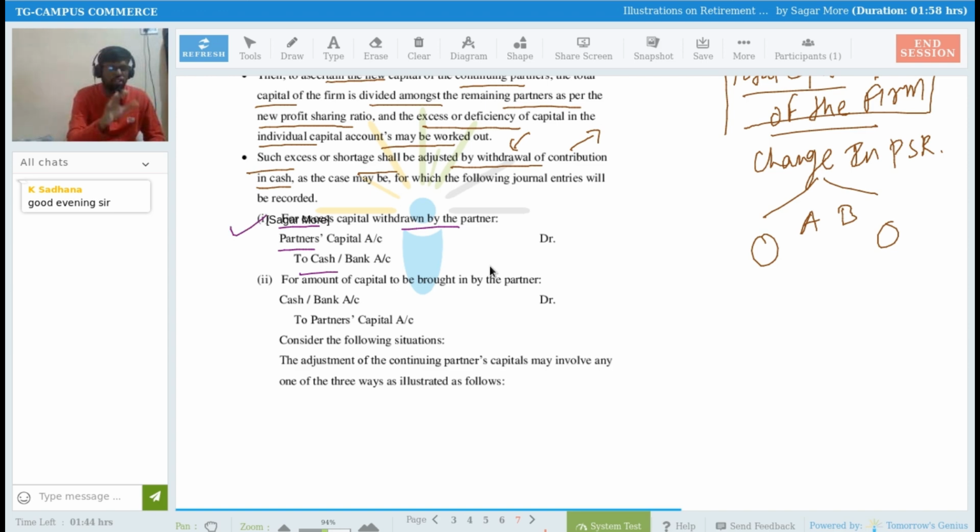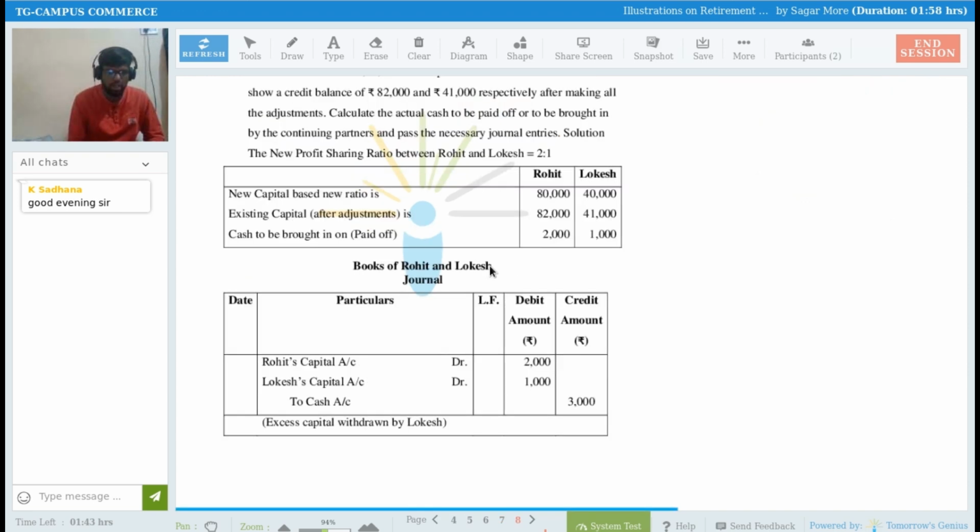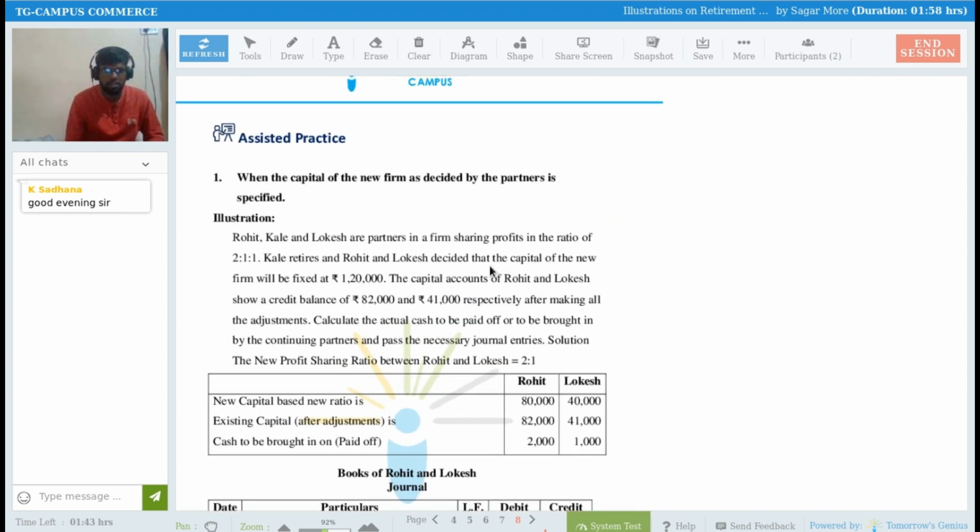Okay. So if capital is short, then the partner needs to contribute money into the business, right? In that case, money will come into the business, so cash and bank account debit. Bank balance and cash balance will get increased. Similarly, partner's capital account we have to credit, right? See, with one example we will get more clarity about this.